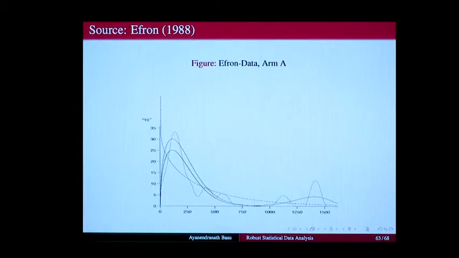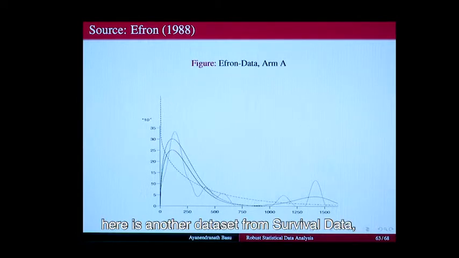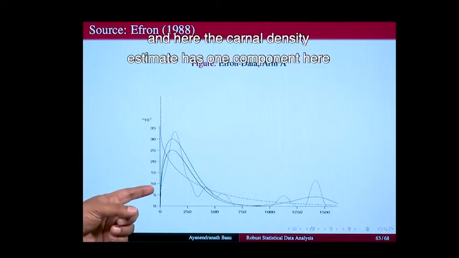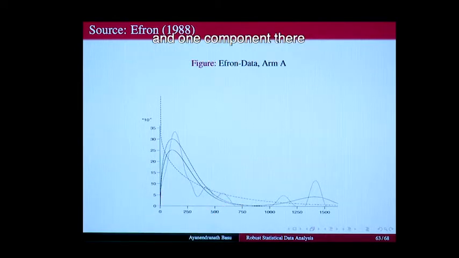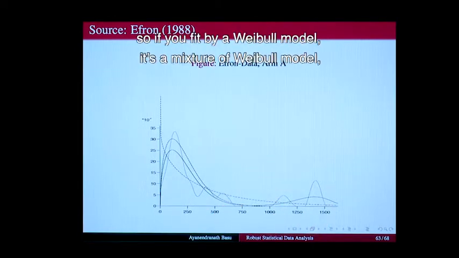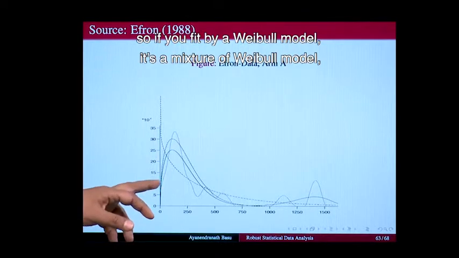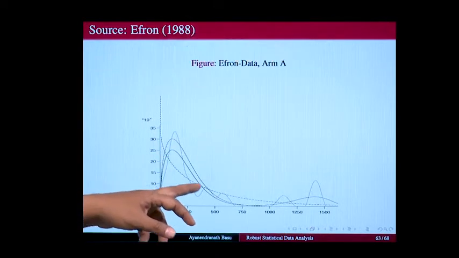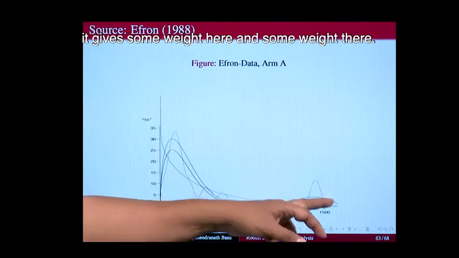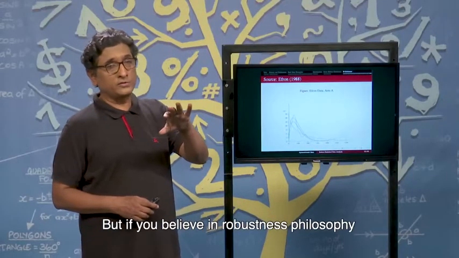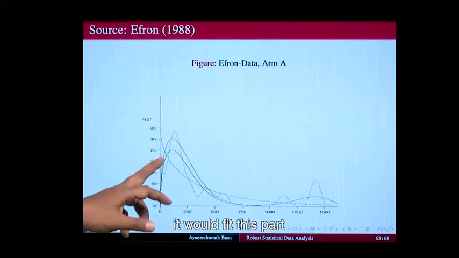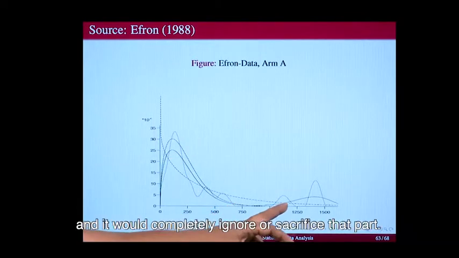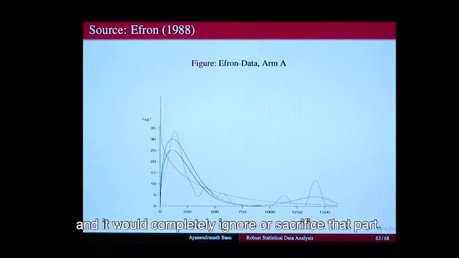Okay. Here is another data set from survival data. Source is Efron 1988, and here the kernel density estimate has one component here and one component there. So, if you fit a mixture of Weibull model, it gives some weight here and some weight there. But if you believe in the robustness philosophy and want to fit this by a single Weibull model, it would fit this part and it would completely ignore or sacrifice that part.